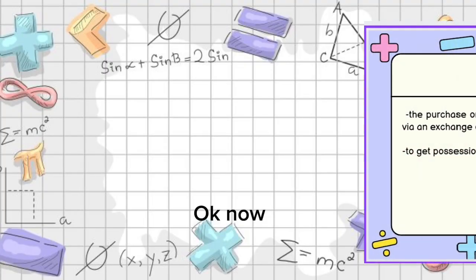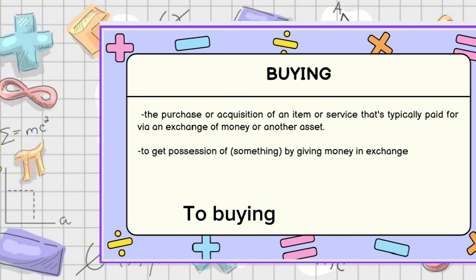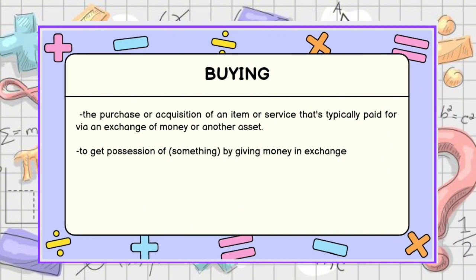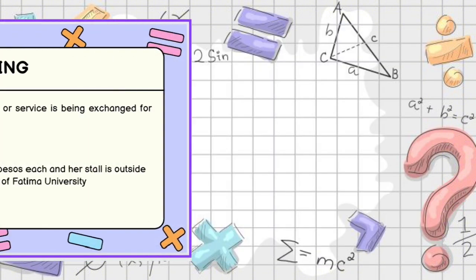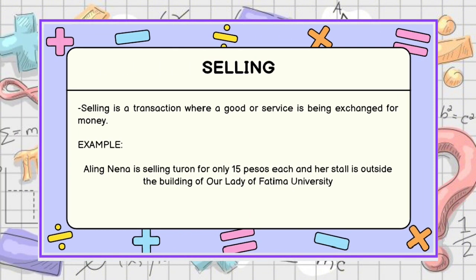Okay, now let's move on to buying. Buying is the purchase or acquisition of an item or service that's typically paid for by an exchange of money or another asset to get possession of something by giving money in exchange. Selling is a transaction where a good or service is being exchanged for money.